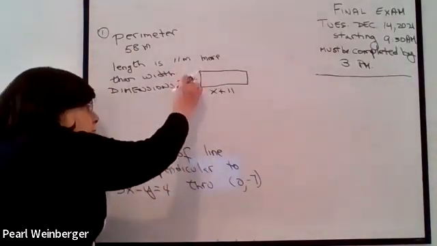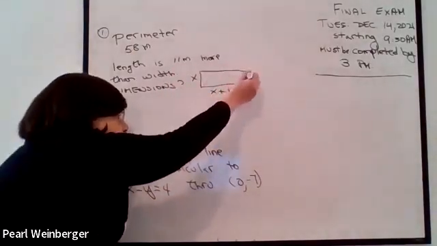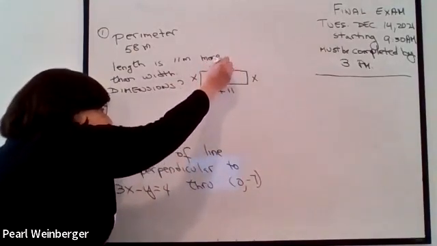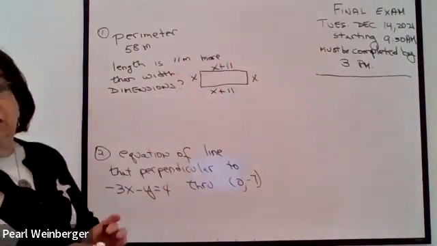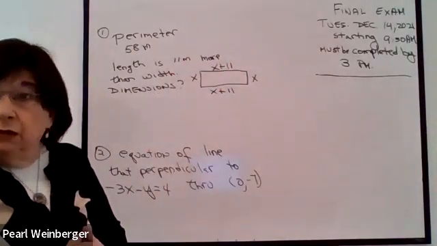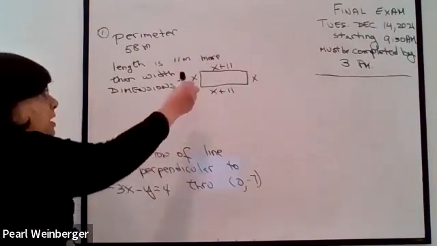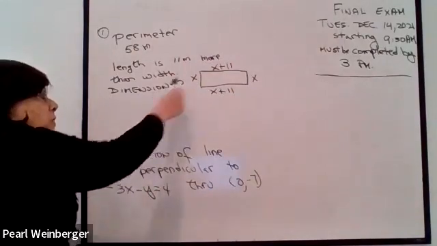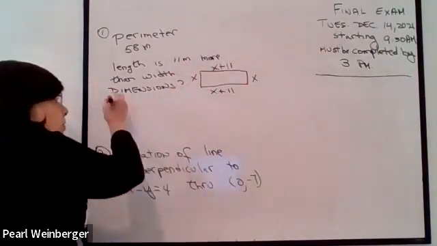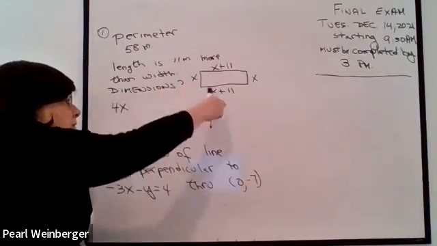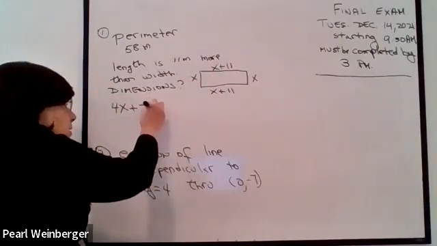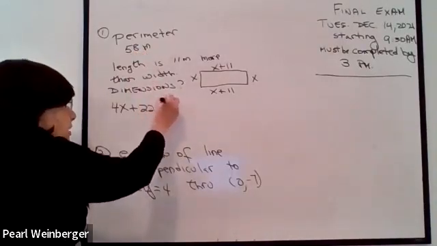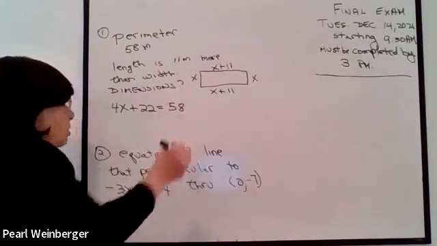Now in a rectangle, the opposite sides are equal. So this will also be x, and this will be x plus 11. And the perimeter of any figure consists of all the sides added. So if we add up all the sides, x plus 11 plus x plus x plus 11, we're going to get 1, 2, 3, 4x. 11 and 11 is 22. That's going to be my perimeter, and we know how much the perimeter is. It's 58. So here's my equation.